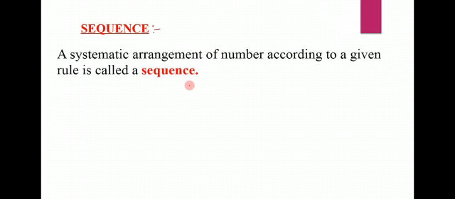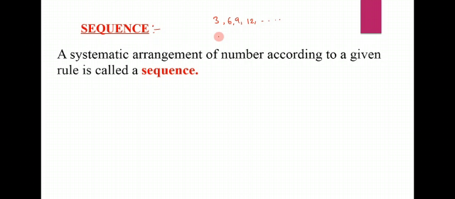So sequence means what? A systematic arrangement of numbers according to a given rule is called a sequence. Let us take an example. Let me take the multiples of 3: 3, 6, 9, 12, and so on. This is an example of a sequence. Why? Because these terms are arranged in an order that is obtained by adding 3 to every previous number.